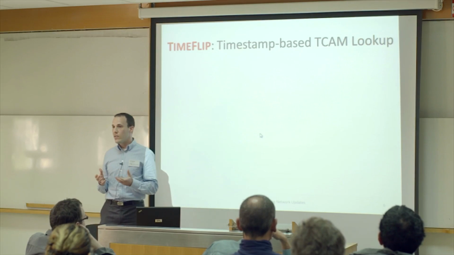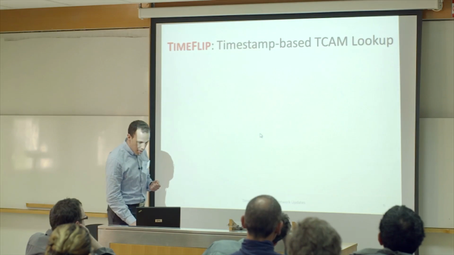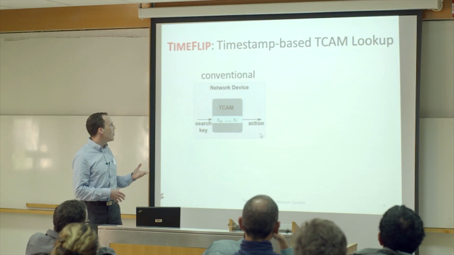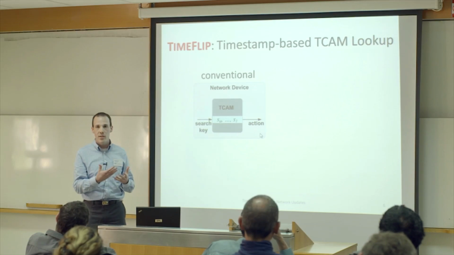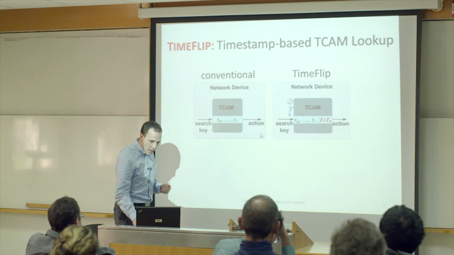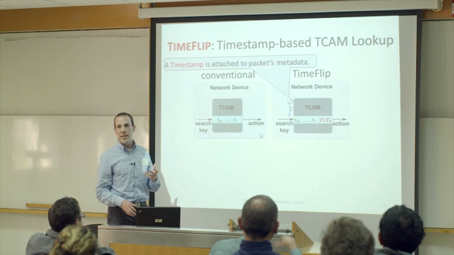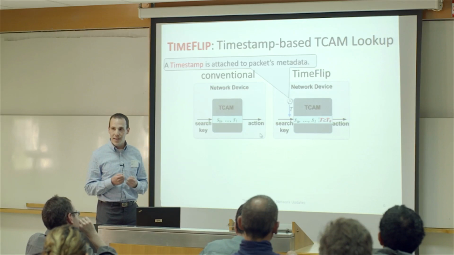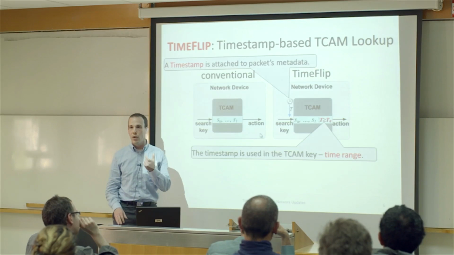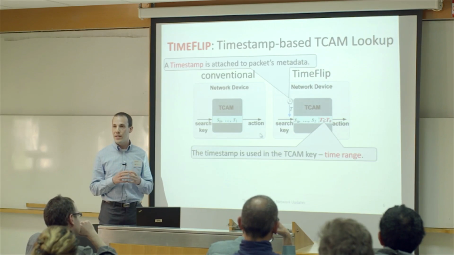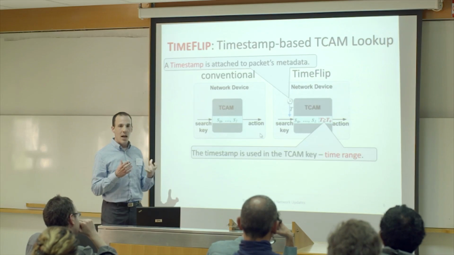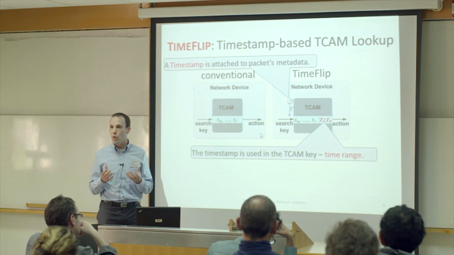Time flip is a time-based TCAM lookup, and the idea is that in conventional TCAM lookups, you have a search key, and the search key is compared with all the TCAM entries. If there's a match, there's a corresponding action that takes place. In time flip, you have a timestamp attached to the packet's metadata, and the timestamp is used as part of the TCAM lookup. So the TCAM entry includes the timestamp. A time flip is a TCAM rule that uses a specific timestamp value. So that allows you to define a time range in the TCAM rule.